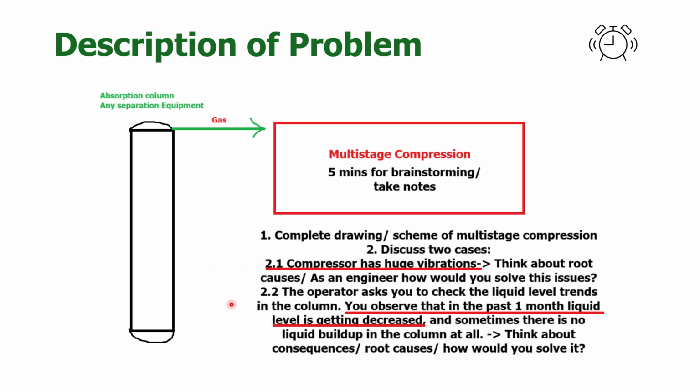Please mainly focus on the process type of upsets and fluctuations, because we might also have different answers from the mechanical and rotating side, but today we'll be mainly focusing only on the process ones. So you need to think about these cases, and in both of them you should be thinking about the consequences, root causes, and how you would solve it as an engineer. Please use your analytical thinking skills, and you should be able to complete it in 5 minutes. Now you can stop the video, and after completing it, we can start discussing.